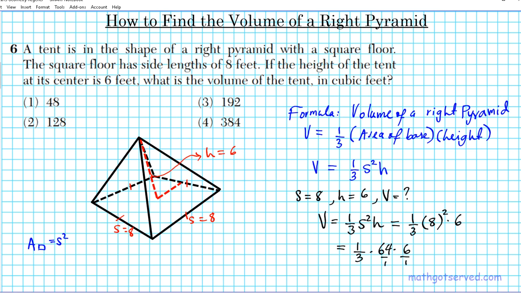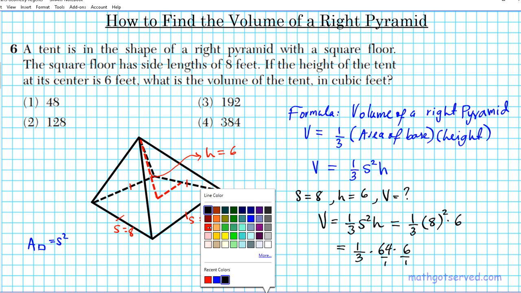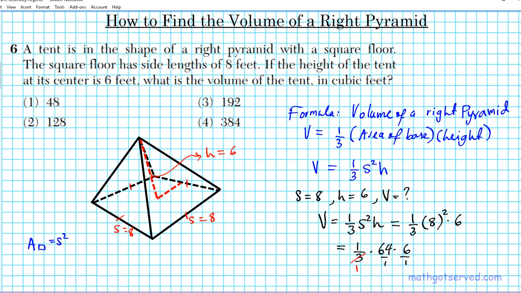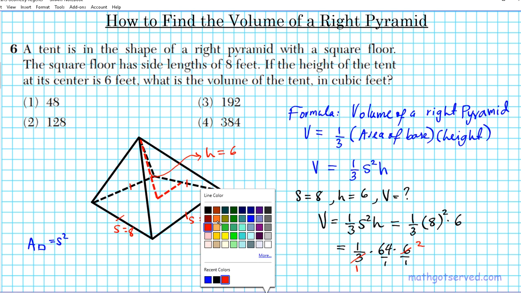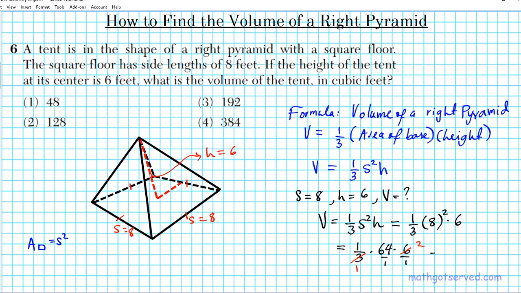Multiplication commutes, so it doesn't really matter the order that you execute your multiplication in. 3 goes here once, and 3 goes here twice. And then you just multiply 64 times 2, and you end up with 128 cubic feet as the volume of your right pyramid. The volume of this tent, which is a right pyramid. So that's basically how you calculate the volume of a right pyramid.